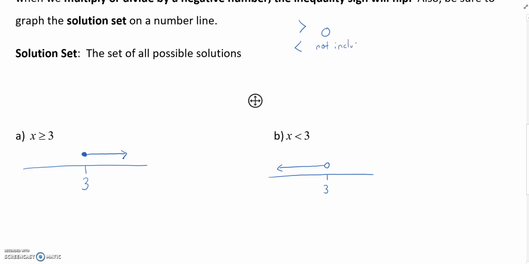It is not in the number. Whereas if you have a greater than or equal to, less than or equal to symbol, you have a filled in dot because the value is included.